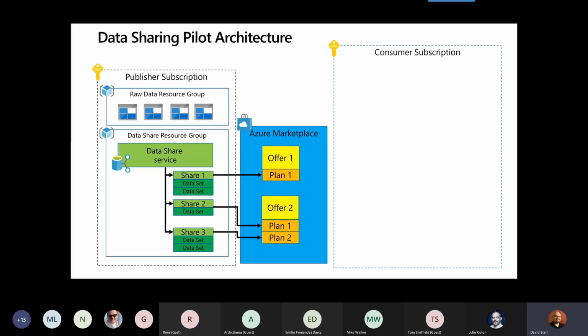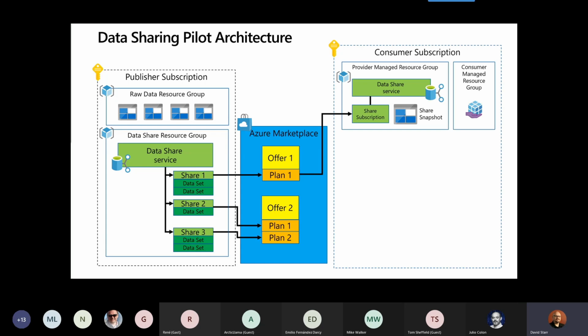Now, what happens after I make that purchase, or I should say when I make that purchase? We've talked all this time about how it moves resources into the customer subscription. So let's have a look at that. Here, what happens is that the ARM template associated with that plan creates a data share service instance, and it creates a share subscription, which is nothing more than an entity that says, I'm going to receive data from share 1, and I'm going to put it into my share snapshot data source. Notice on the right, I have my Azure Managed Application.